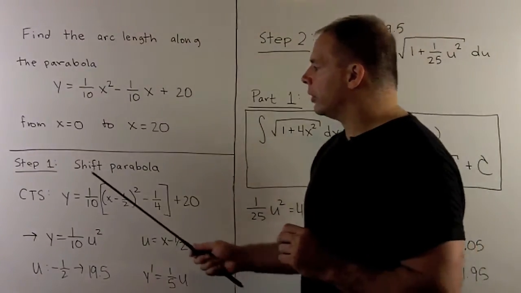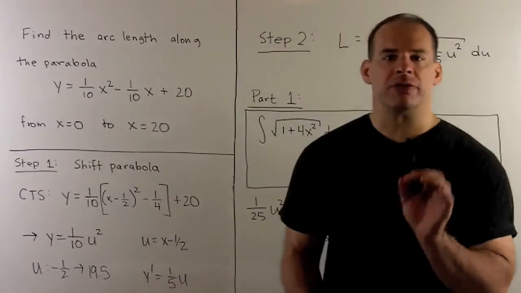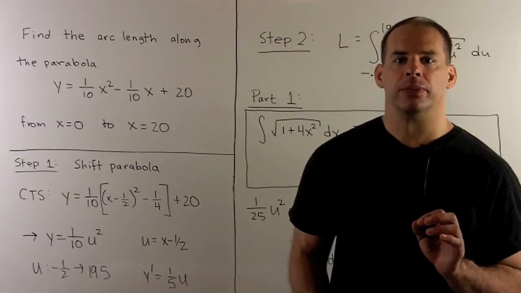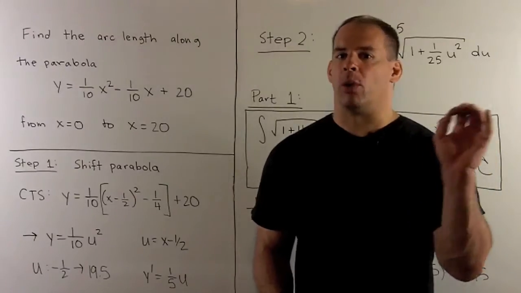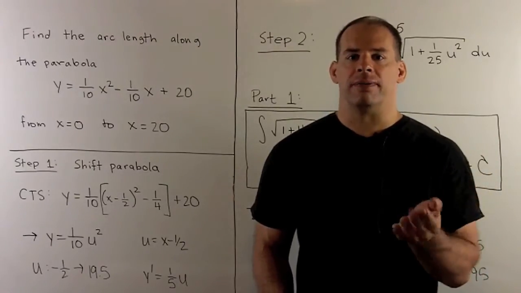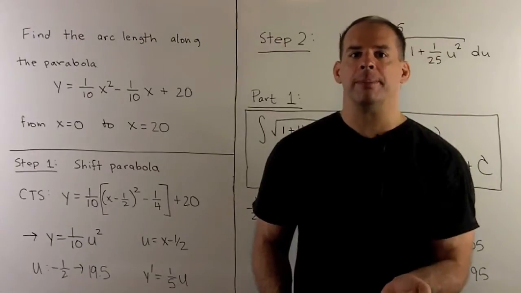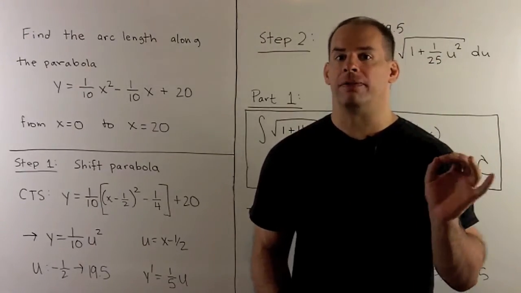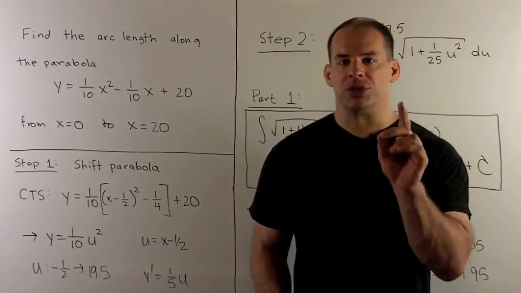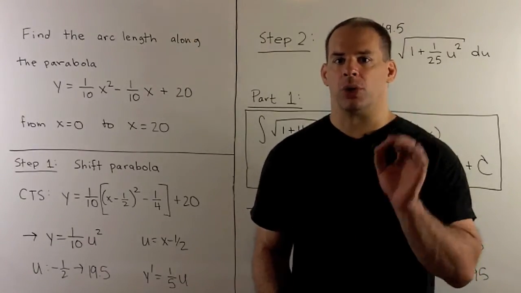Now, first part, I just want to shift my parabola to the origin. So note, if I have some arc along the parabola and I want to find its length, if I shift our parabola vertically, we'll have no effect on arc length. If we shift horizontally, no effect on arc length. So we'll just need to do the bookkeeping to make sure we get the right answer.